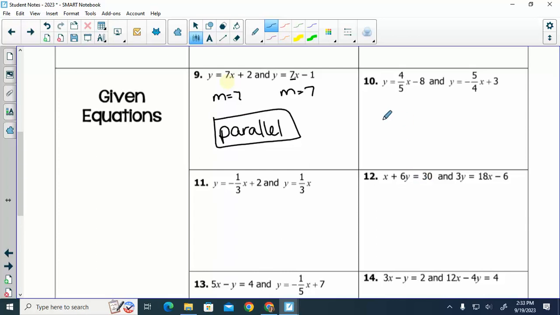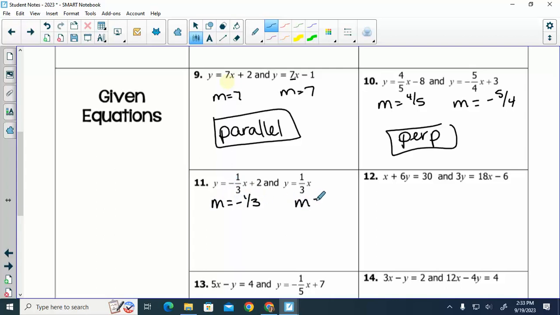What about number 10? First one is 4/5. Second one, -5/4. So those are perpendicular. What about 11? Neither. We have a positive and a negative. -1/3, +1/3. But to be perpendicular, one of them has to flip. So this is a neither.